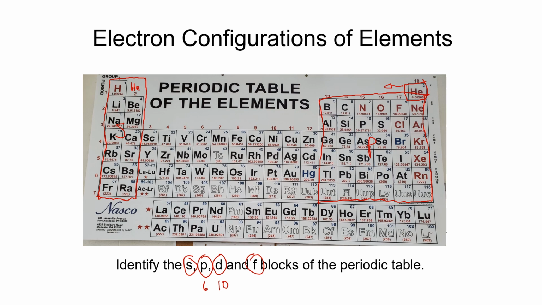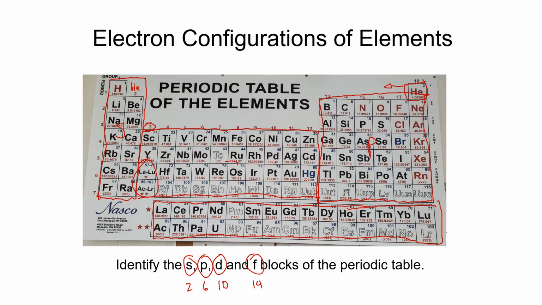D can hold up to 10 electrons, and if you count from 3 to 12, that's 10. And so this section here is our D block. And the last one here is our F block, and the only part of the periodic table that's not already outlined is this bottom section, our lanthanides and actinides. And if you count those across, you should get 14. Actually, maybe 15, depends where they put these elements. Right, so there you go.